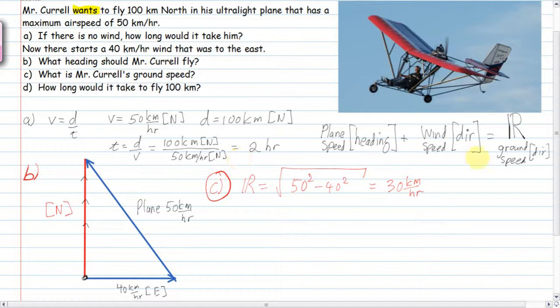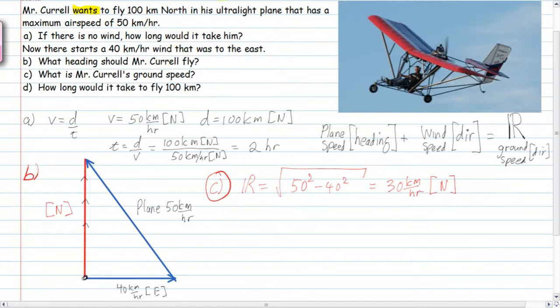Okay, that's the ground speed. If we wanted the whole ground speed resultant, you would put a north in there, because it is heading north. And it better be, because he wants to head north, and he's heading north. That's good. Let's do B.